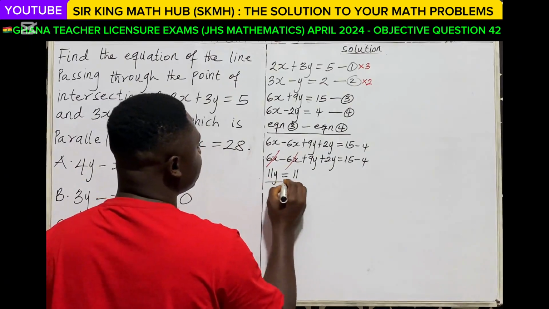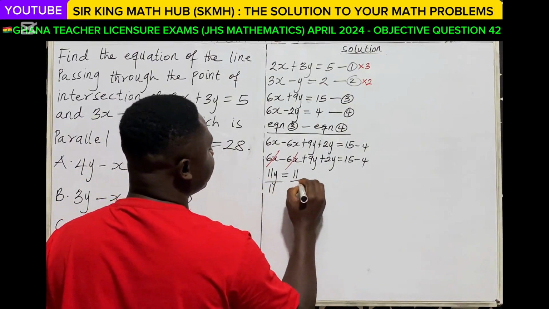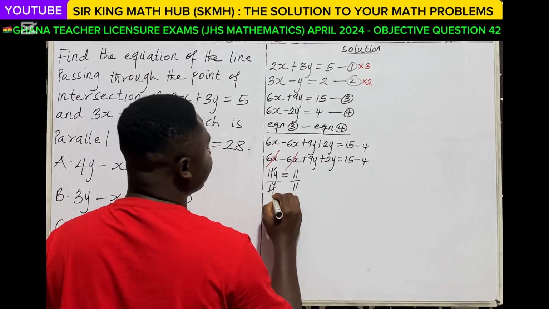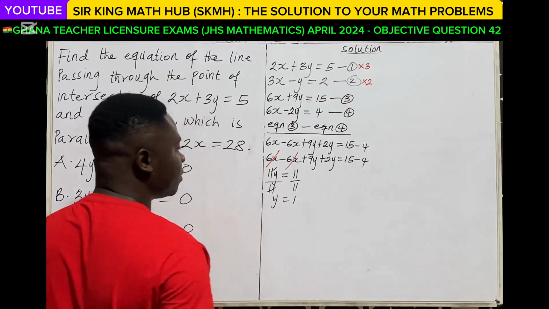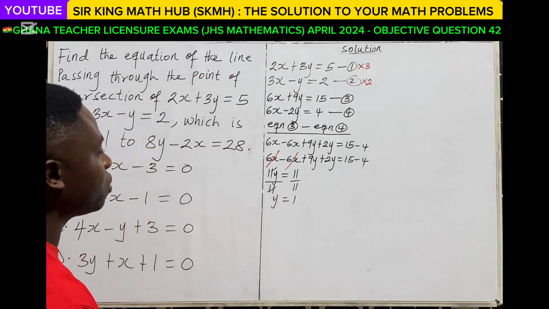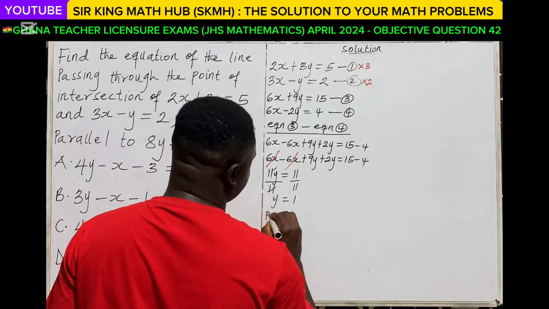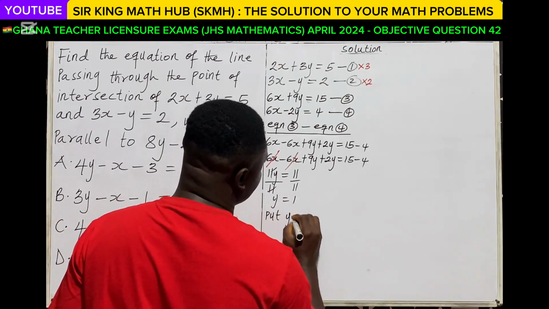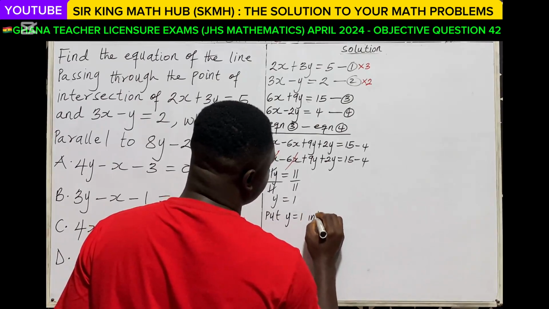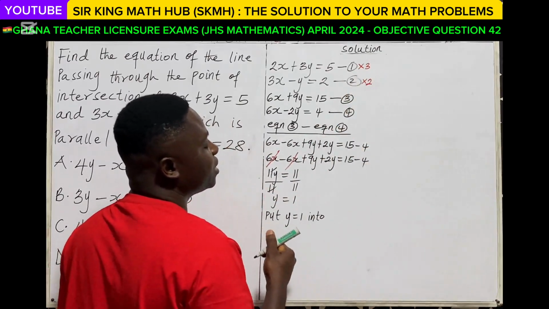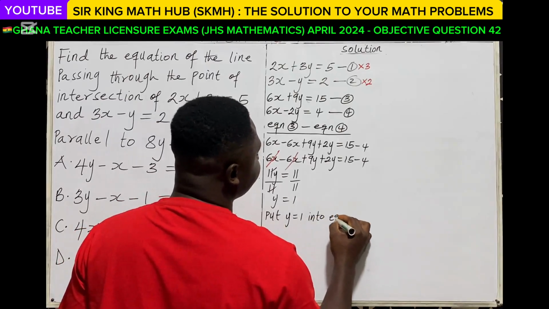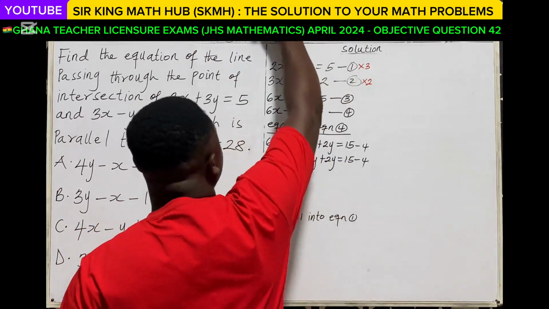So we can divide both sides by the coefficient of y, which is 11. So we have y is equal to 1. So how do we get the x coordinate? We also need to substitute y is equal to 1 into any of the 4 equations. So I'm picking the first equation, which is equation 1.